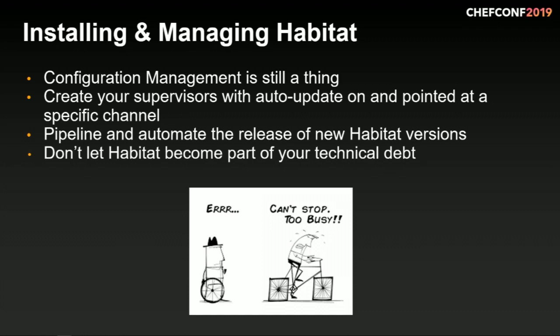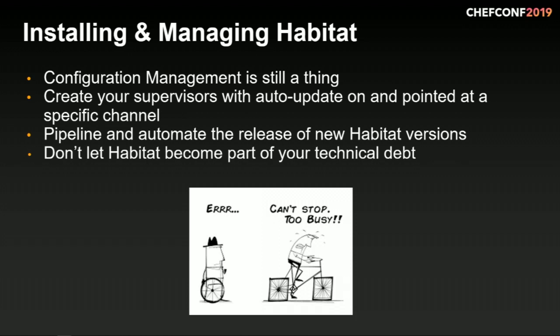So if you don't want to have a big bang in production, you can separate production out into a 1%, 10%, 80% kind of channel hierarchy. But you do want to make it so that Habitat is able to update itself. And the biggest thing here is we don't want to let Habitat become part of your technical debt, right? Suddenly you've automated all your applications with Habitat.